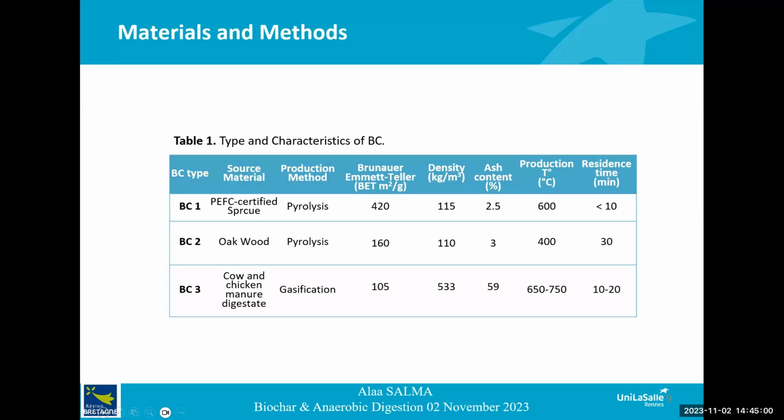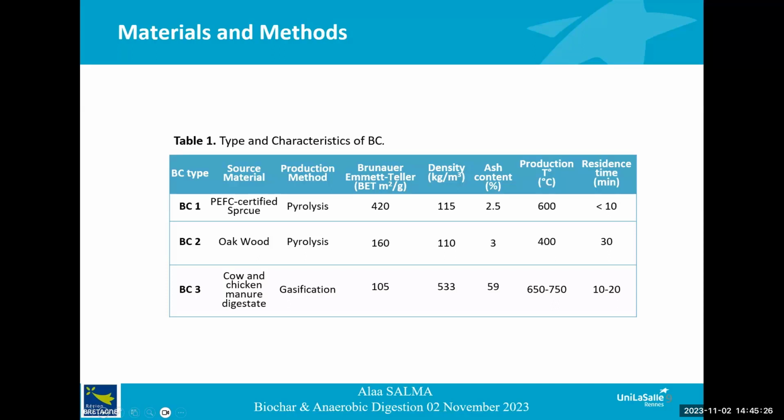Different types of biochar are tested, and in this table we can see the types and the characteristics of each biochar, which differ by their source material, production method, surface area, density, ash content, and production temperature and residence time.